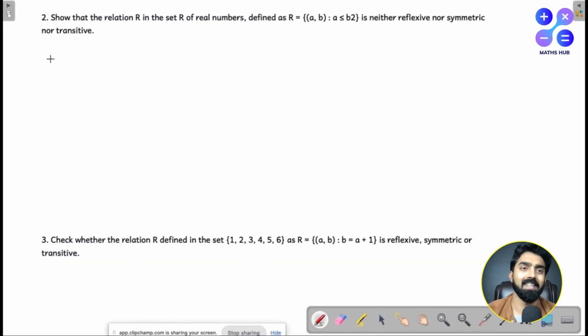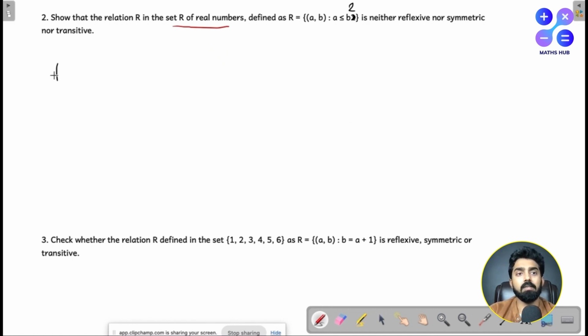All right. Let's go to question number 2. Show that the relation R in the set R of real numbers defined as R equals a comma b, such that a is less than equal to b square, is neither reflexive nor symmetric nor transitive.